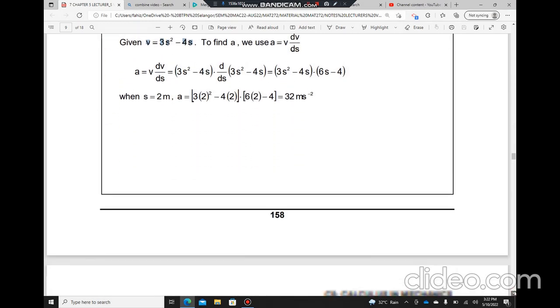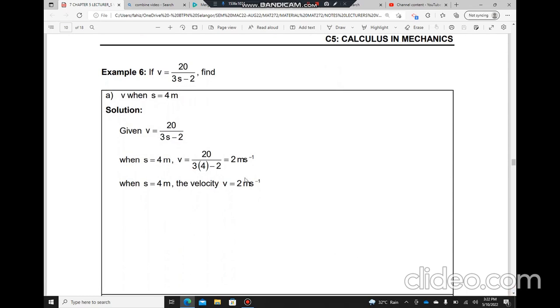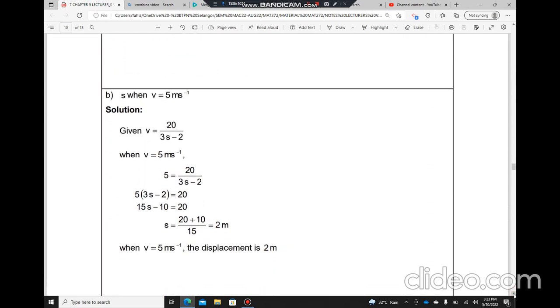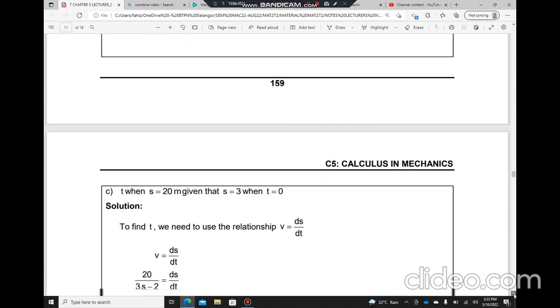Okay, so example 6 pun sama, dibagi V and then dibagi S. So cari V bila S equals to 4. So just substitute je lah kat sini. And then S when V equals to 5 ms negative 1. So yang ni dia nak cari S bila V sama dengan 5. So tempat V ni ganti dengan 5. So just solve equation biasalah, dapatkan nilai S. So yang ni a relationship between S and V.